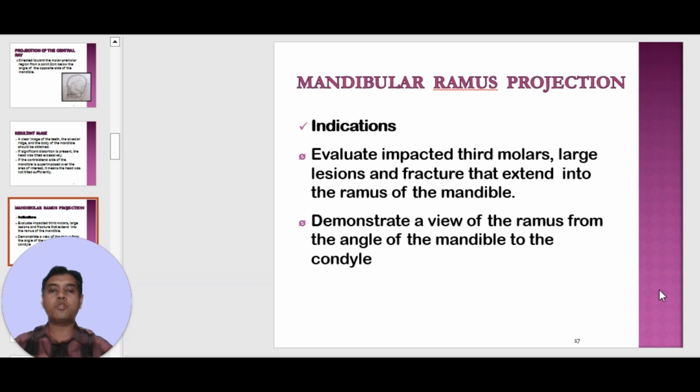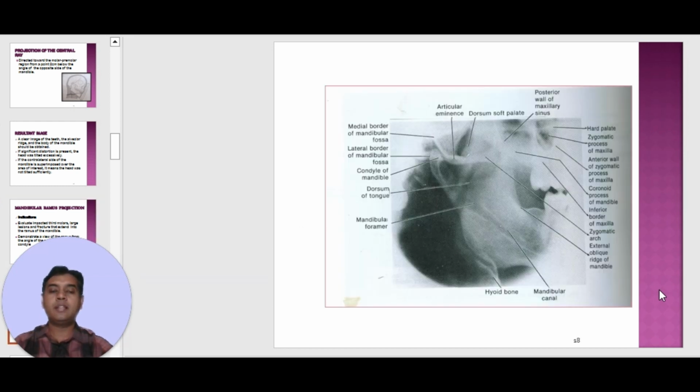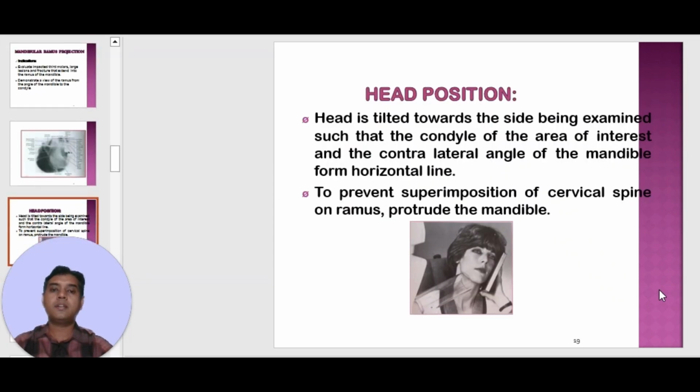Coming to mandibular ramus projections, various indications are to assess impacted third molars, large lesions and fractures that extend into the ramus of the mandible, to demonstrate the ramus from the angle of the mandible to the condyle. This is a resultant image and various structures seen. Head is tilted towards the side being examined such that the condyle of the area of interest and the contralateral angle of the mandible form a horizontal line. To prevent superimposition of the cervical spine on the ramus, patient is asked to protrude the mandible.